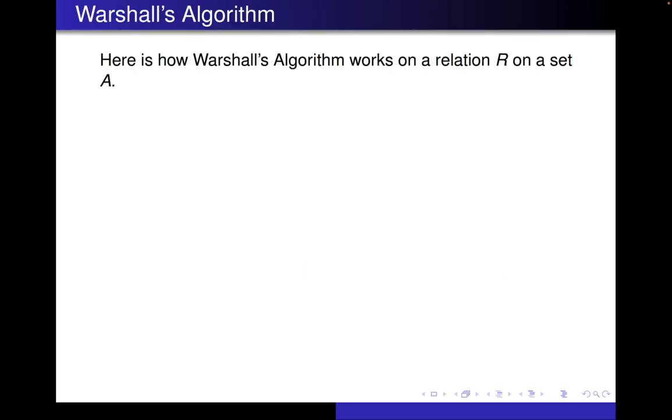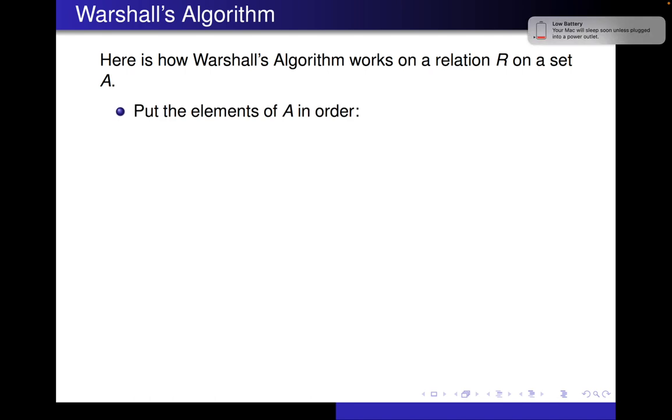All right, so here's how Warshall's algorithm works. We take the elements of our set, and we put them in order, any order that we want. We just line them up from left to right, and on the left are the first ones, on the right are the later ones. Or if you like lining them up right to left, I'm not going to stop you, but just make sure you put them in order.